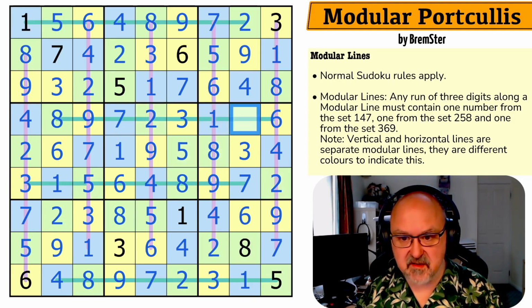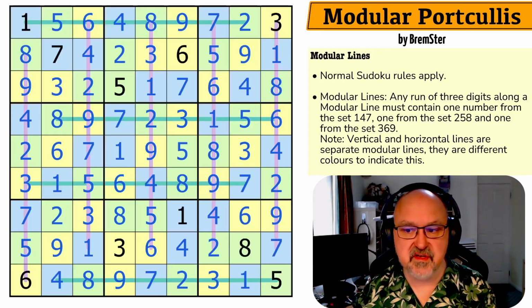That makes that 2, that 5. This row is missing an 8. This box is missing a 5. And that is the solution to the puzzle.